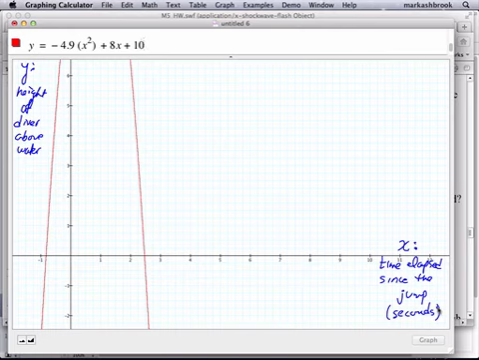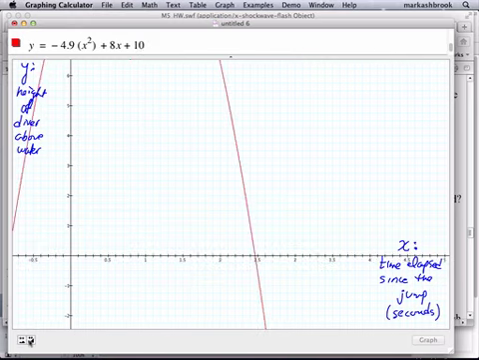So you might have said 5 or 8 or 10 or something like that, okay? So you go into your window and set your x min at 0 and your x max at 5 just to be sure, or you can see that it's less than 3. So anywhere from 3 to 8 would be good. Okay, height of the diver.